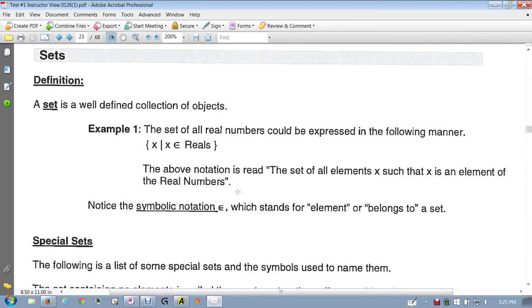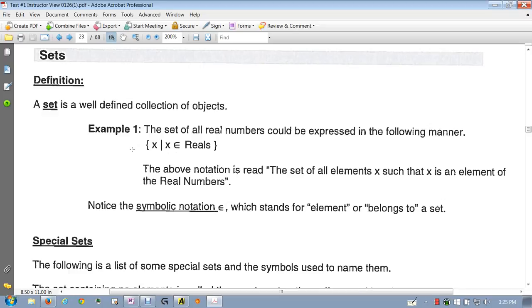Okay, a set is a well-defined collection of objects. An example of a set is a set of real numbers. So all the numbers that we have on the number line is called a set. We can represent that set using the following notation right here. This notation is read the set of elements x such that x is an element of the real numbers.